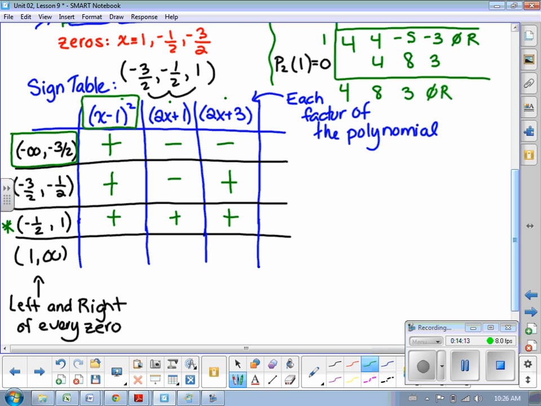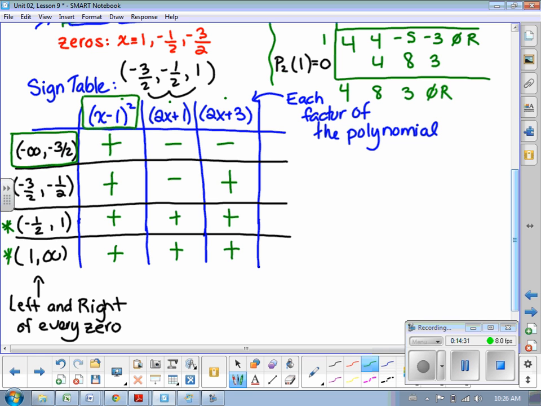Now pick a number in this row, to the right of 1. We're going to pick something like 2. 2 minus 1 is 1 squared, which will be positive. 2 times 2 plus 1 will be positive. 2 times 2 plus 3 will also be positive.